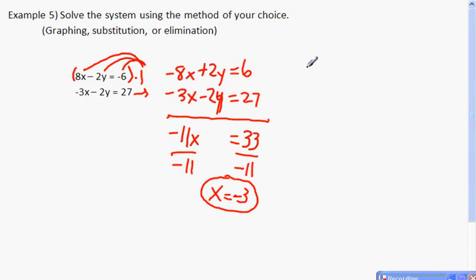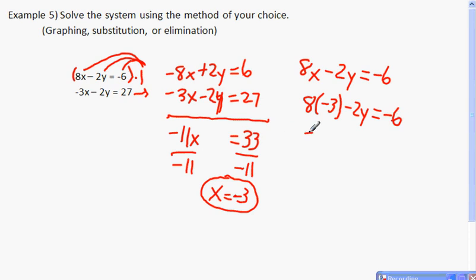Take your value of x here, plug it back into one of your equations above. I'll go ahead and plug it in for 8x minus 2y equals negative 6. Substitute in for x. X we know is negative 3. 8 times negative 3 is negative 24 minus 2y equals negative 6.